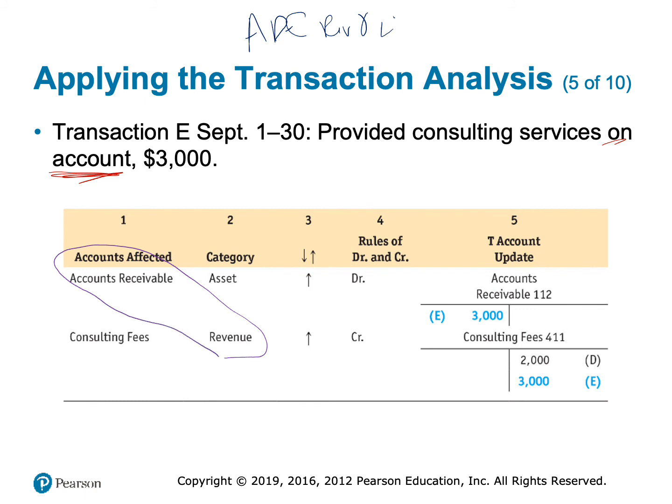You'll never have a transaction where it's accounts payable and revenue. We never pay someone to let us work for them, right? So if it's revenue, then the on account means accounts receivable. If we are purchasing something, then it's accounts payable. So purchases and payables go together. Receivables and revenues go together.